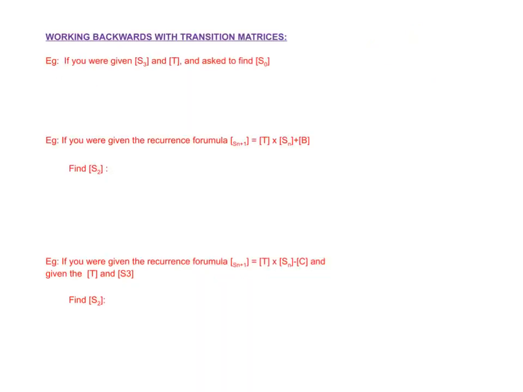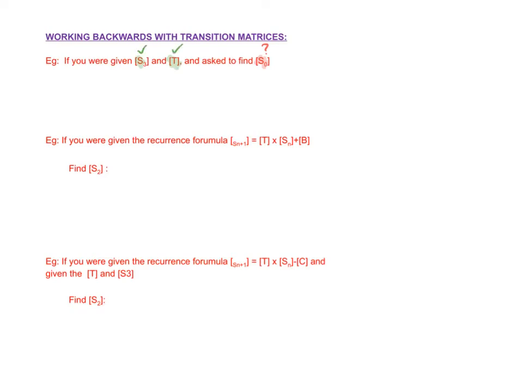Okay, so we're going to work backwards with transitions. That means we might know state 3, and they're asking us to go backwards to find state 0. So what I'm going to start saying is, this one we have, and this one is the question. This is the case when they've given us this and they've given us this.